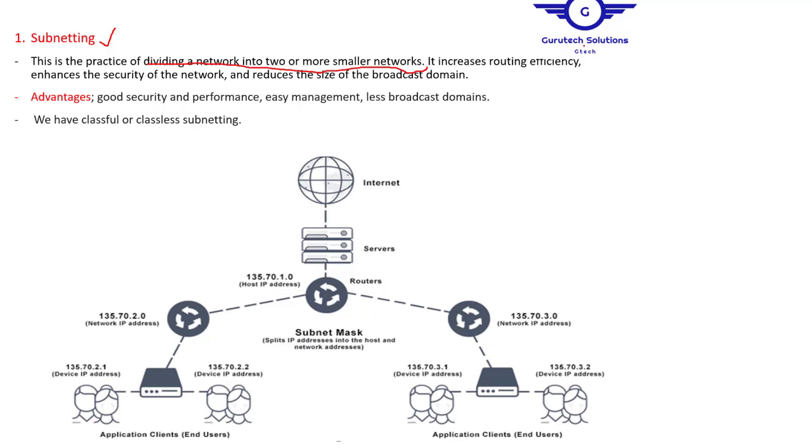So we see that subnetting increases routing efficiency, it enhances the security of the network, and also reduces the size of the broadcast domain. Other advantages are good security performance, easy management, and smaller broadcast domains as discussed above. So primarily we have 2 types of subnetting: classful and classless subnetting, and we're going to understand these in the coming classes.